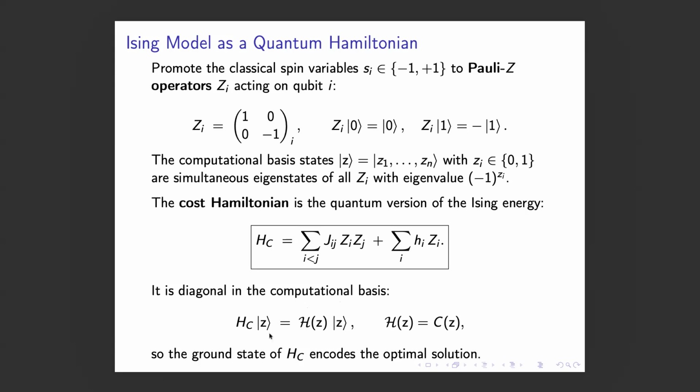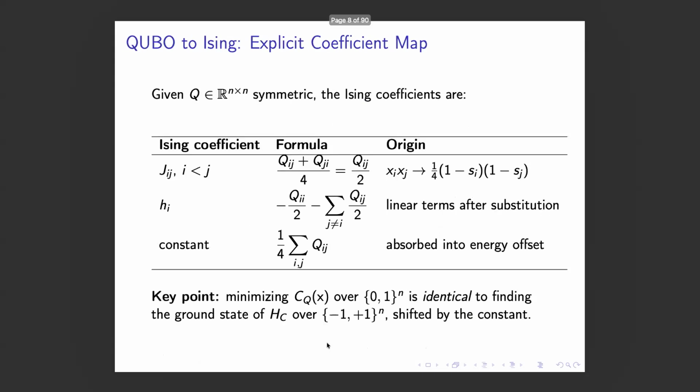And you can see that if you act on any of these states here, where Z_i is 0 and 1 here, this is actually a system which has these states as an eigenbasis. So that means that the function we want to optimize is the C of z. So the ground state of H_C actually encodes the optimal solution. That's the basic problem which the QAOA algorithm addresses.